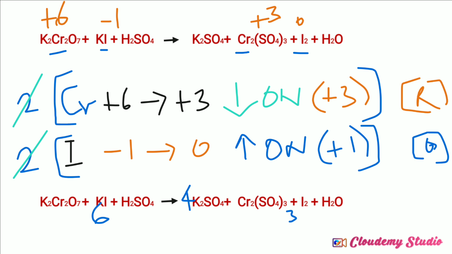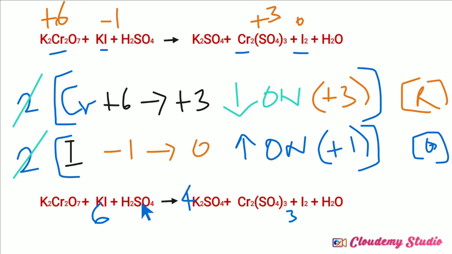So now the total number of sulfate ions. Here in chromium sulfate one sulfate group is there, how many times? 3 times, the subscript 3 is outside the bracket. Here one sulfate in potassium sulfate, potassium sulfate how many times? 4 times. So 4 plus 3, 7 sulfate on the right hand side.